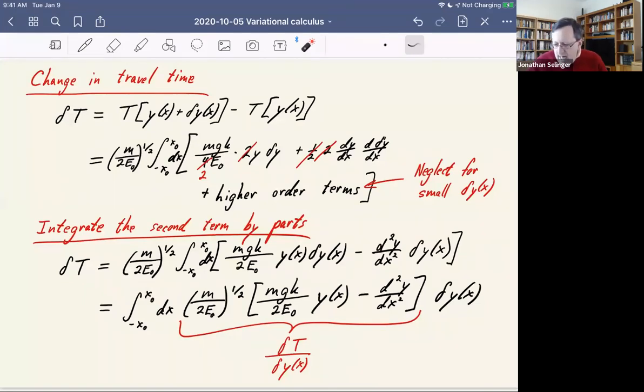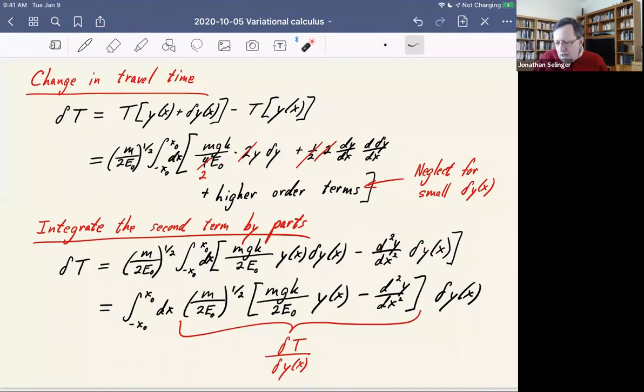And I wanted to say that this expression would be an integral of something times delta y of x integrated dx. The first term looks just like that. Great. The second term unfortunately does not look like that. The second term doesn't look like something times delta y, it looks like something times the derivative of delta y.